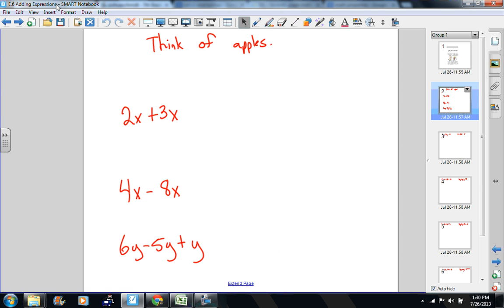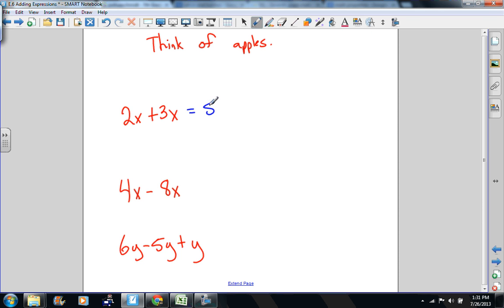So we are going to be working with expressions, and I want you to think of x's as apples, or y as apples. And it's not 2x plus 3x. Think of it as 2 apples plus 3 apples. Because these are like terms and they can be added together, this would end up being 5 apples or 5 x's. This same thing, if we have 4 apples and we want to take away 8 apples, we're left with negative 4 apples. And down here on the bottom, we have 6y minus 5y.